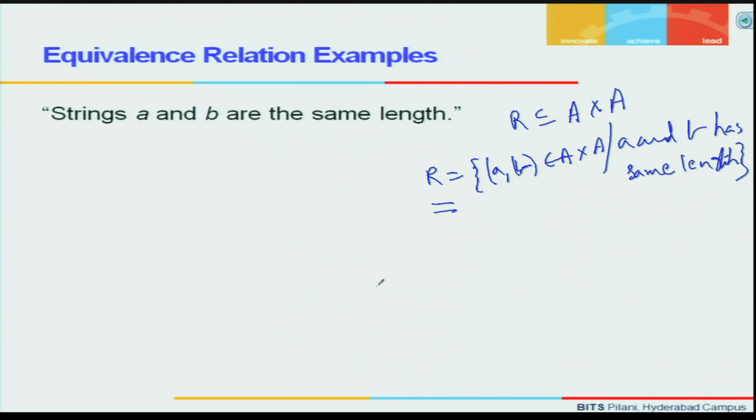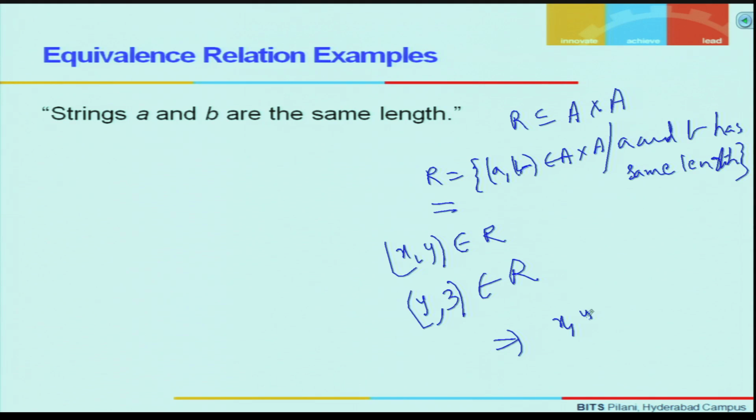And whenever you say X comma Y in R, that means X and Y have the same length, and Y comma Z in R means Y and Z have the same length. When these two things are given to us, we can obviously say X and Z also have the same length. Hence, these two imply that X comma Z belongs to R, because X and Z are going to have the same length. Because this particular relation satisfies all these three properties, it is called an equivalence relation.